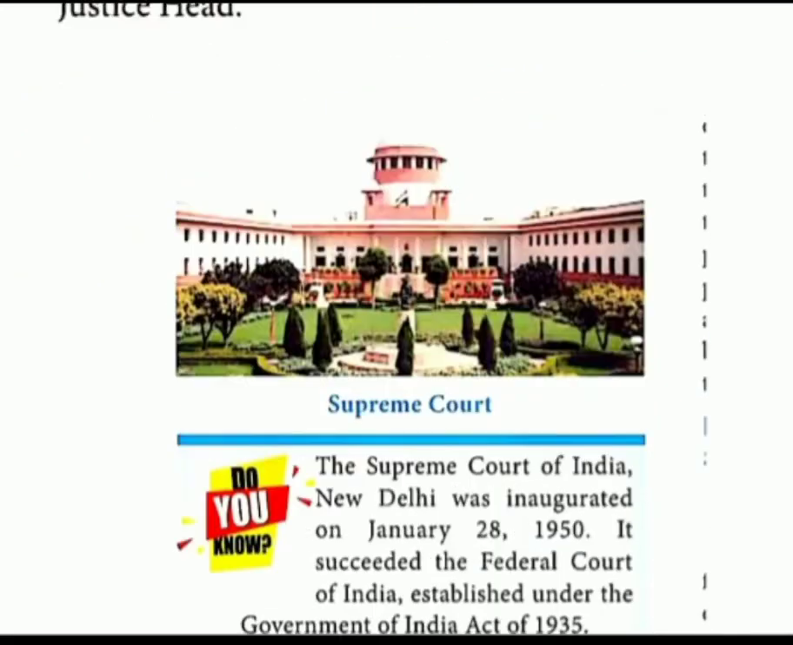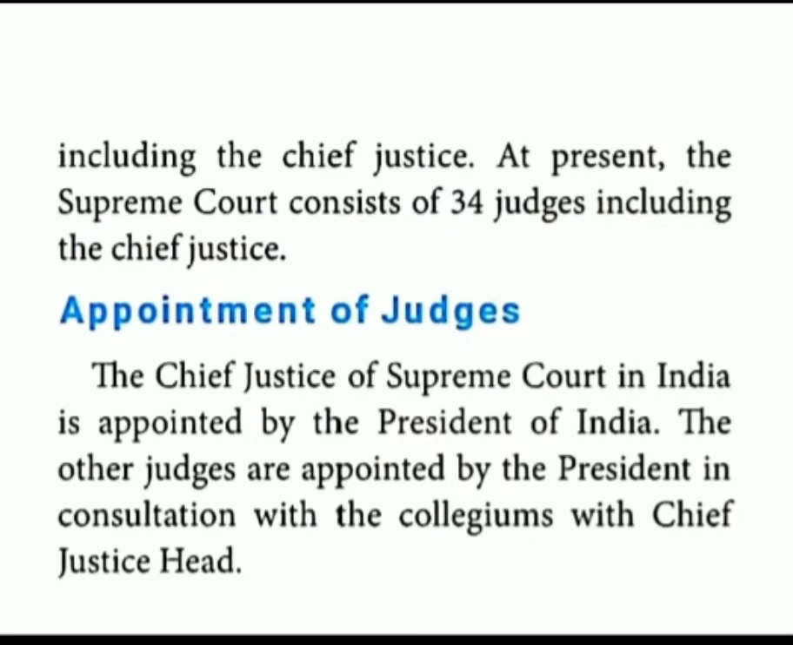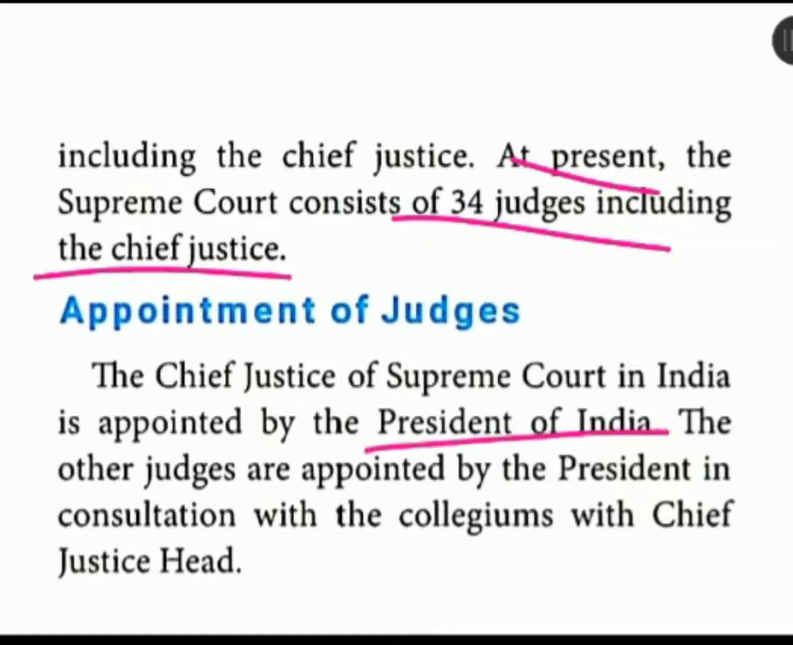Okay, so that is given in this para. Just before, I told you 34 judges are there, including the Chief Justice at present. The next one, appointment of the judges. Who has the power to appoint the Chief Justice as well as judges of the Supreme Court? In the sense, the President of India. Yes, the President of India has the power to appoint the Chief Justice as well as judges of the Supreme Court. That is given in this para.